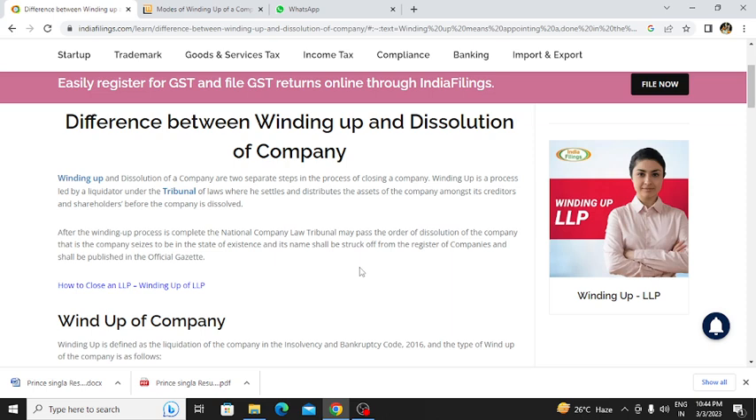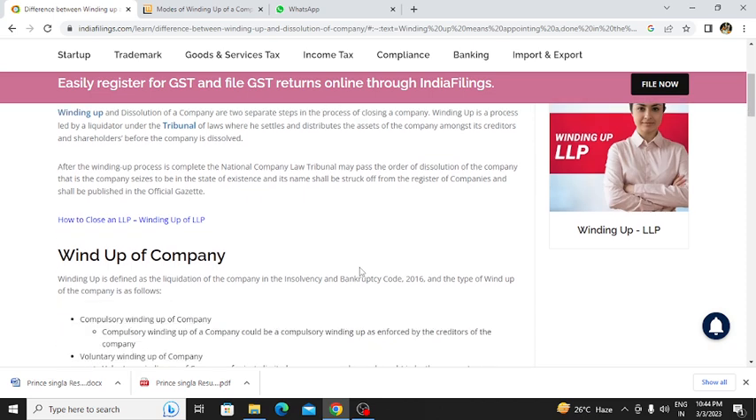So basically, winding up is a two-step process. Under that, a liquidator is a person appointed by a tribunal, and his duty is to settle and distribute the assets of the company among the contributors before the company is dissolved, right.